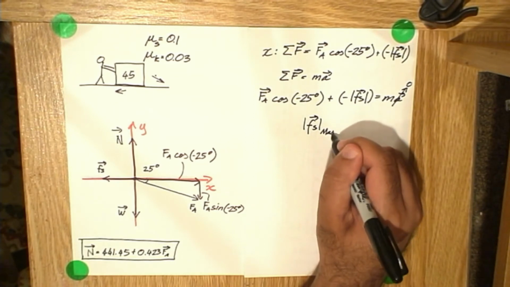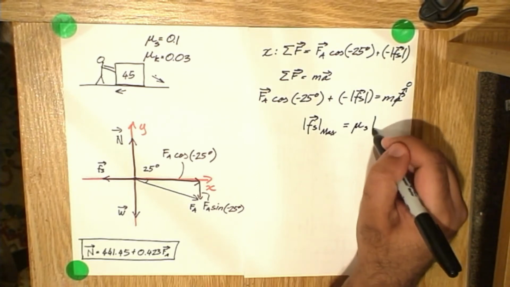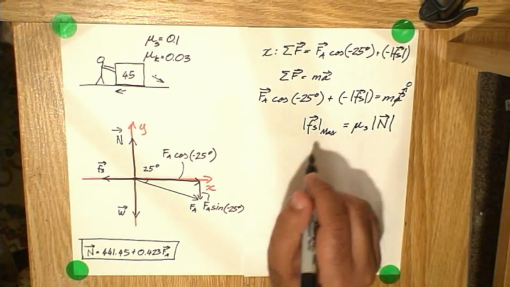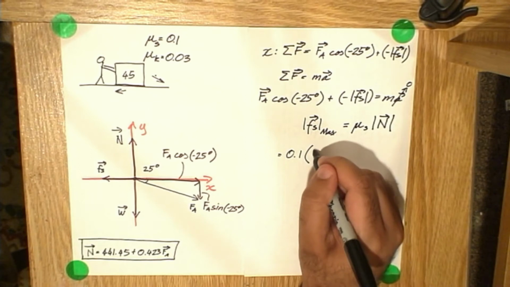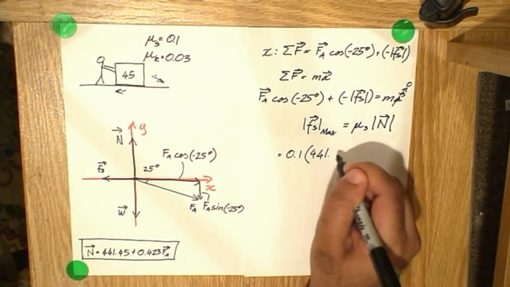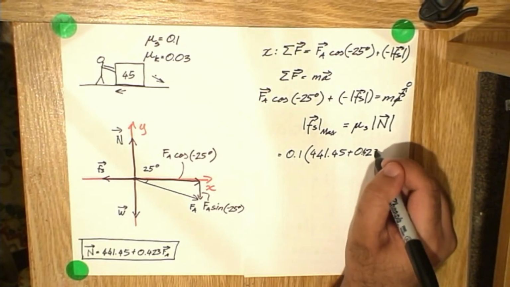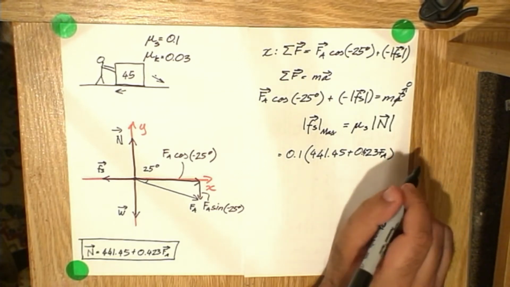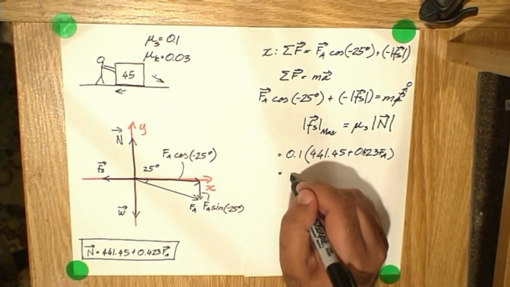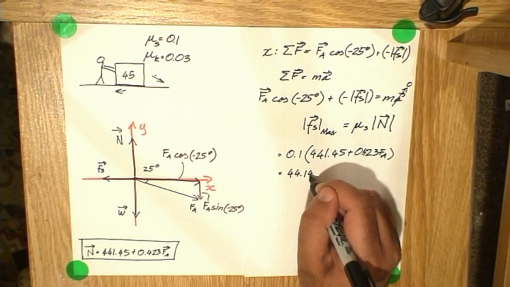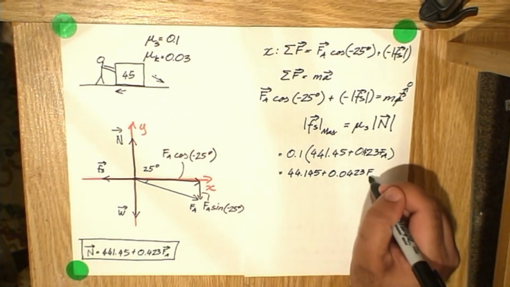The maximum value of static friction is going to be given by static friction is equal to mu s multiplied by the normal force. So, mu s we were told was 0.1, and the normal force we know is 441.45 plus 0.423 applied force. So multiplying all of this across, we get that the value of the static friction must be 44.145 plus 0.0423 times the applied force.